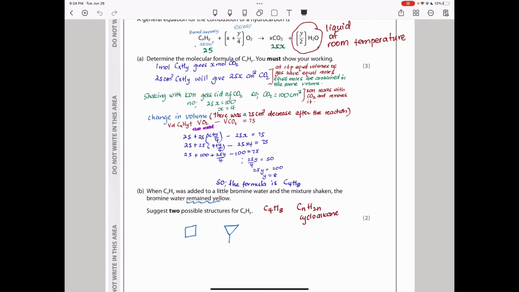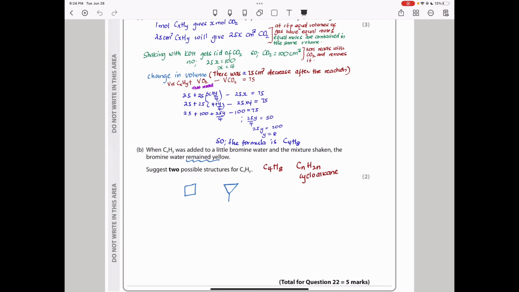This was kind of easy, but it can be tricky, so you have to be very careful how you interpret the data. So part B says, when this hydrocarbon was added to a little bromine water and the mixture shaken, the bromine water remained yellow. Since the bromine water remained yellow, it means there is no carbon-carbon double bond, because if there was a carbon-carbon double bond, then it would not remain the same.